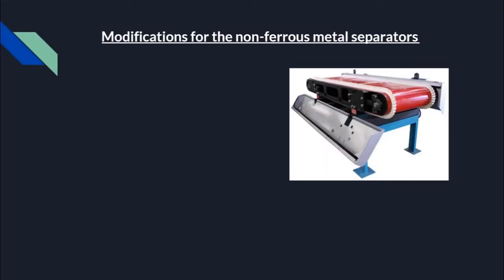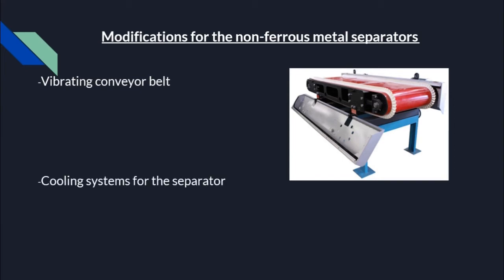There are different types of modifications available for a non-ferrous metal separator. For example, the vibrating conveyor belt and material feeder allow the materials to be distributed evenly for better separation. They have also come up with a cooling system for the separator. When eddy currents repel the magnets, it dissipates heat, and the cooling system helps by flowing a fluid, such as water, through the inner parts of the separator to cool it down.